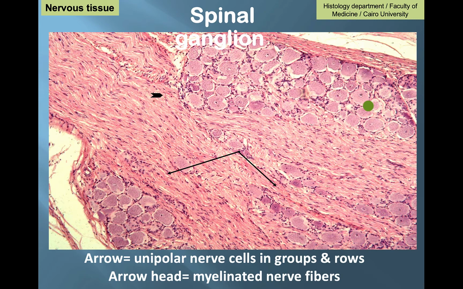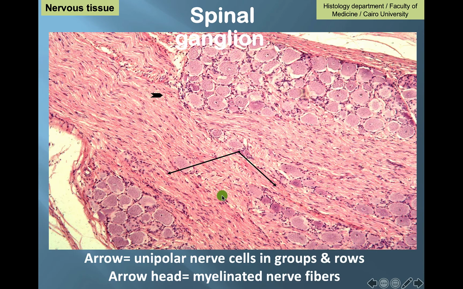Then arrangement. The arrangement will be in groups. This is a group, and rows. This is a row, and this is a row. Then the third point, it is the shape. The cells are classified as pseudo-unipolar. They have this globular structure for the perikaryon, or the body, and they don't have any projections or dendrites, so they are pseudo-unipolar. These are the 3 rapid points for the rapid diagnosis in practice.